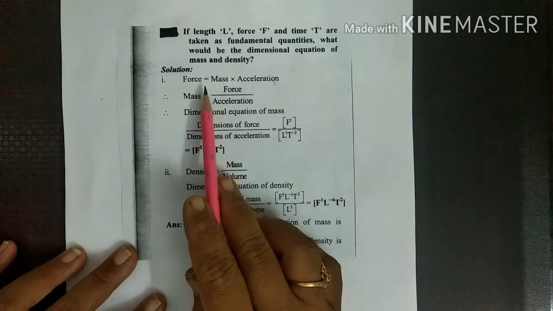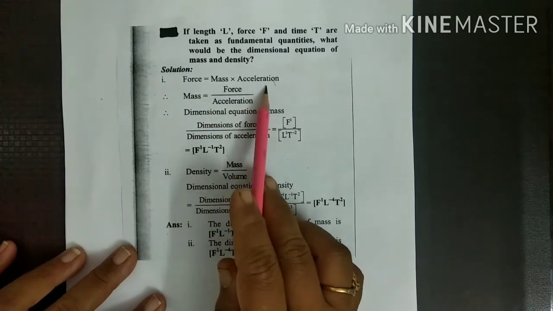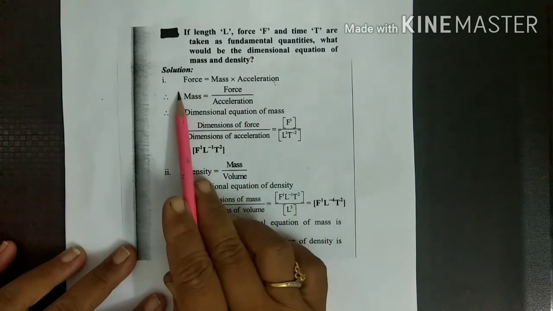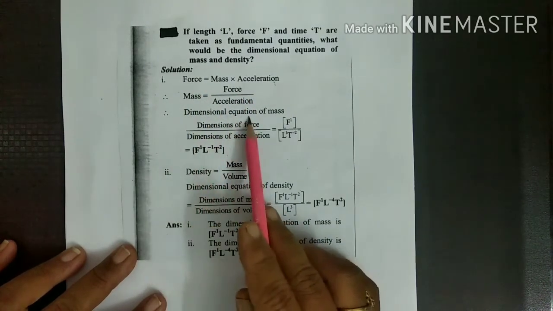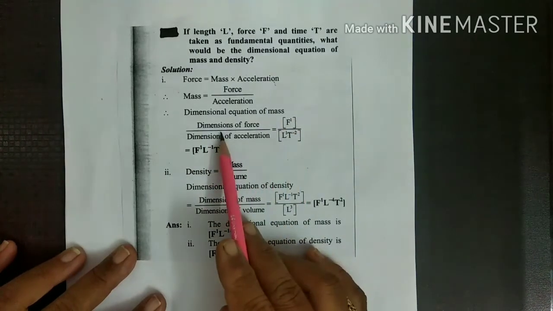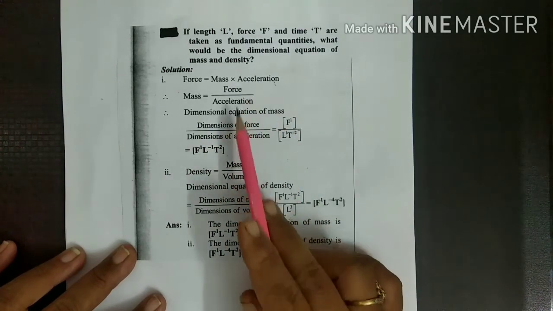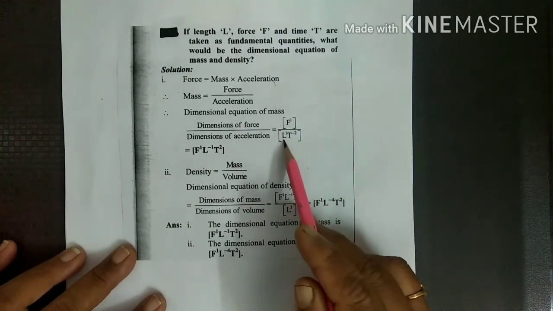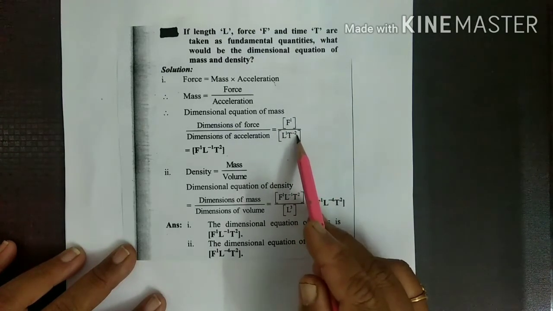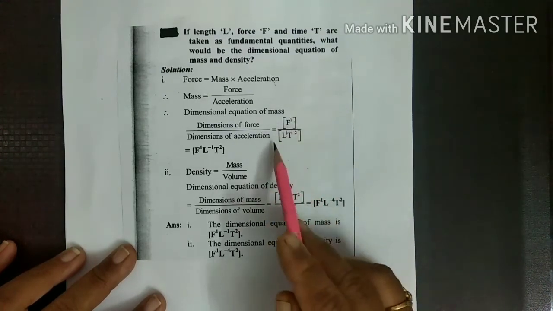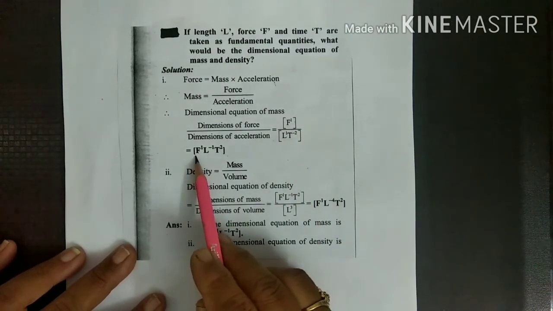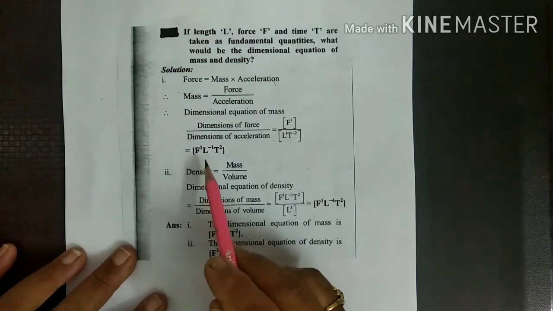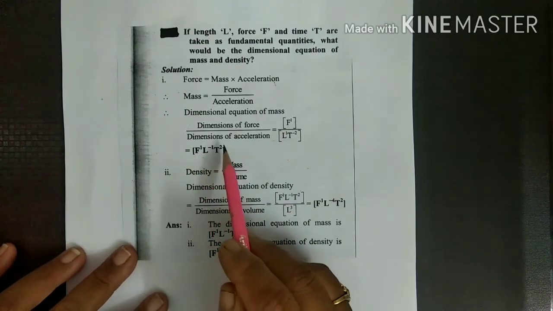Force is equal to, we know, mass into acceleration. Therefore mass is equal to force upon acceleration. This acceleration goes this side. Dimensional equation of mass is equal to dimensions of force upon dimensions of acceleration, and that is F raised to the power 1 upon L raised to the power 1 T raised to the power minus 2. Those are the dimensions of force and acceleration. That's why the dimensional equation of mass we are getting is F raised to the power 1, L raised to the power minus 1 and T raised to the power 2.